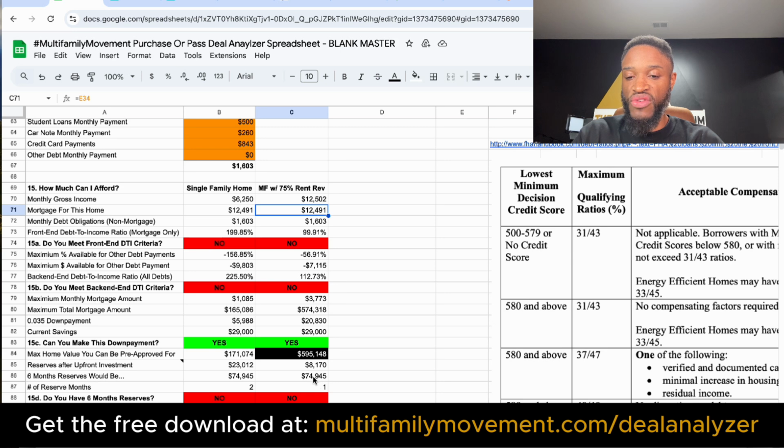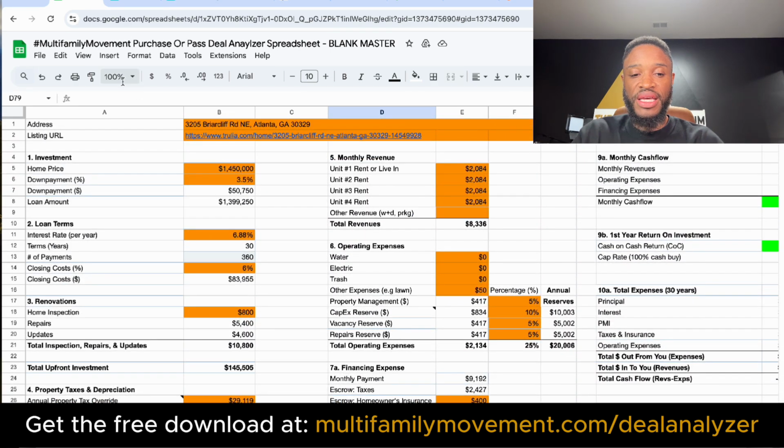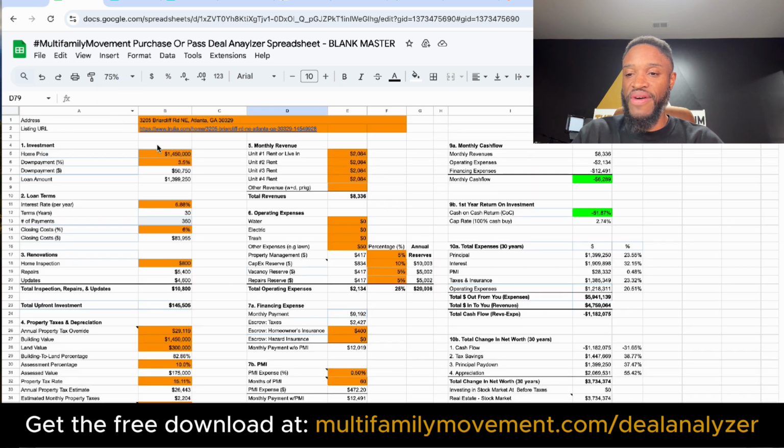Now, the reserve amount at this kind of mortgage would be $74,000 for 6 months of reserves, but you only have $8,000, so that's only 1 month of reserves, not even 1 month. So you don't meet the 6-month reserve requirement. All right, so that is the full detailed analysis of how to run the numbers on a multifamily real estate deal. As you can see, it's way more complex than what people make it out to be.